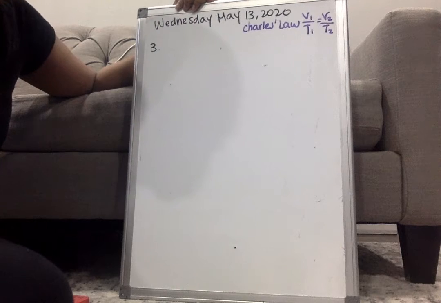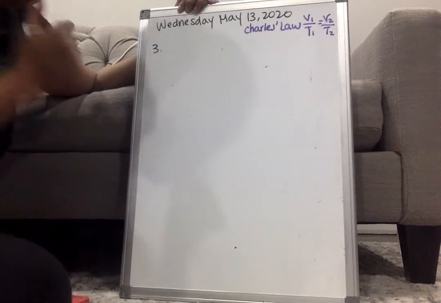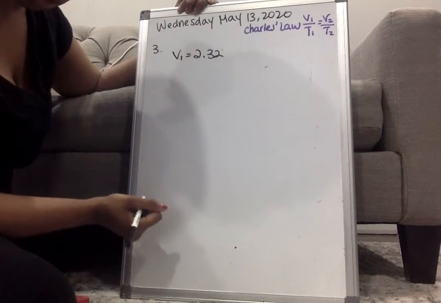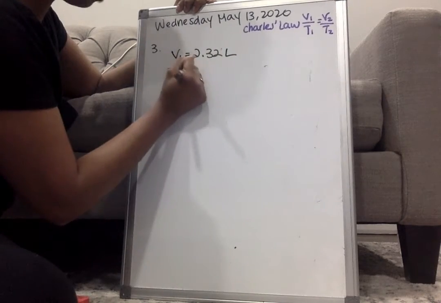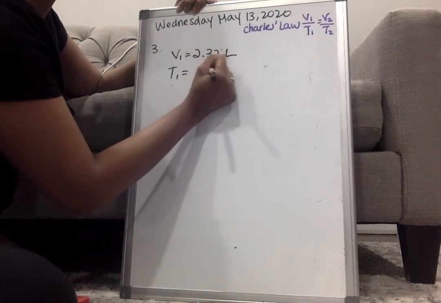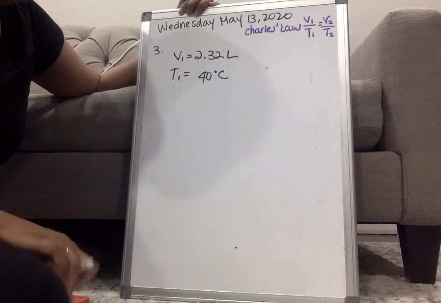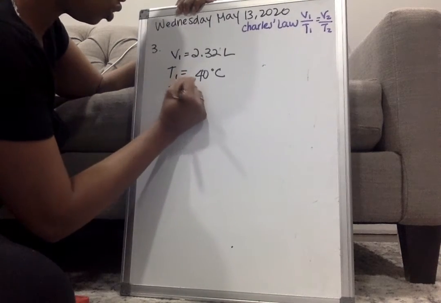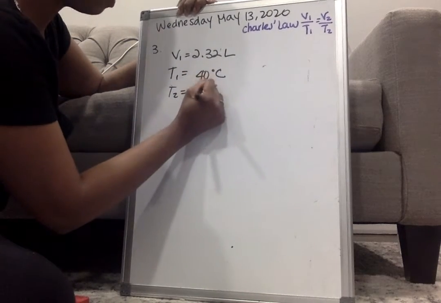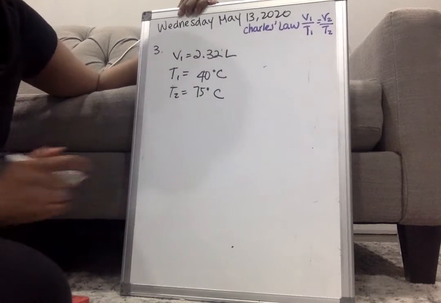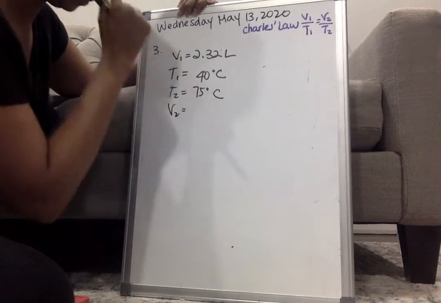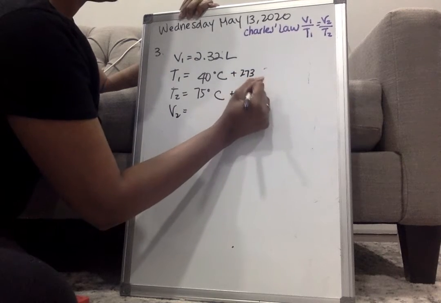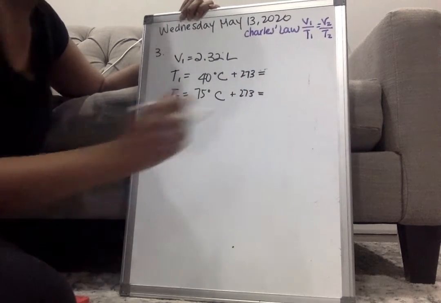All right, moving on to number 3. A helium balloon in a closed car occupies a volume, V1, 2.32, what's the units? Liters. The temperature T1 at 40 degrees Celsius. If the car is parked on a hot day and the temperature inside rises, so T2 rises to 75 degrees Celsius, what would the new volume be? V2.